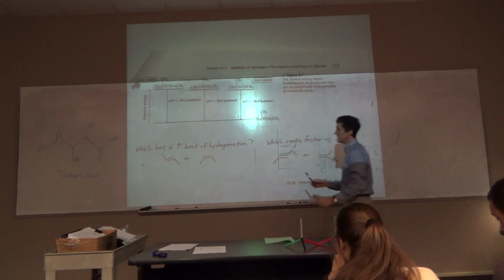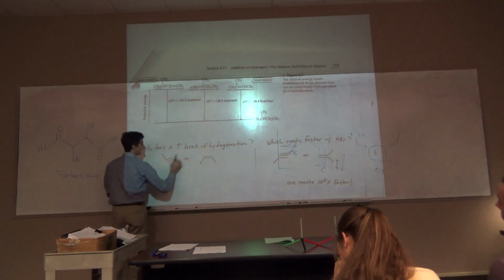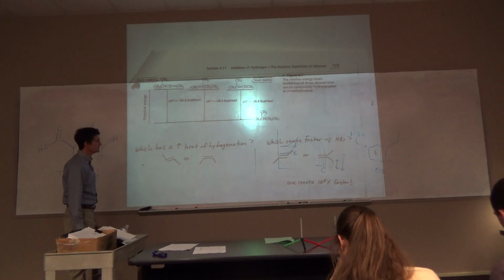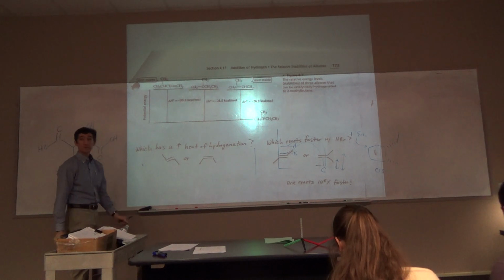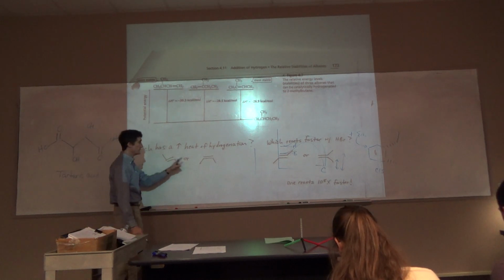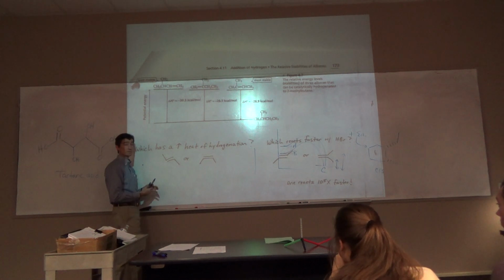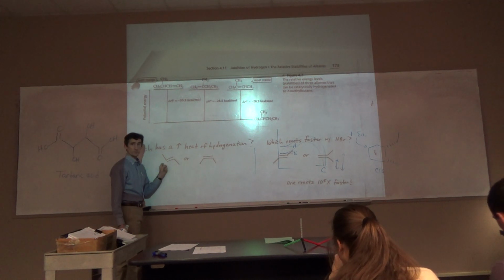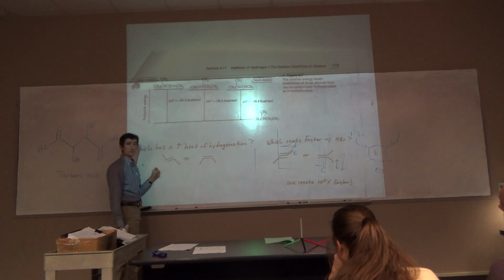Question, which alkene will have the highest heat of hydrogenation, left or right? They're both disubstituted. Can we distinguish between them otherwise? Yes, they're both di, but what's the difference? Yes, one's cis, one's trans. Which one's most stable? Trans is most stable.